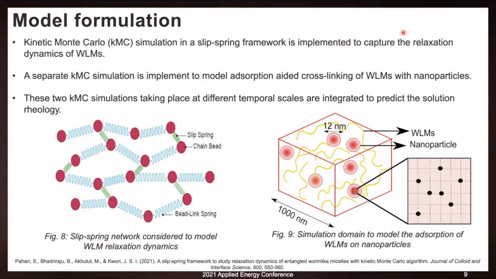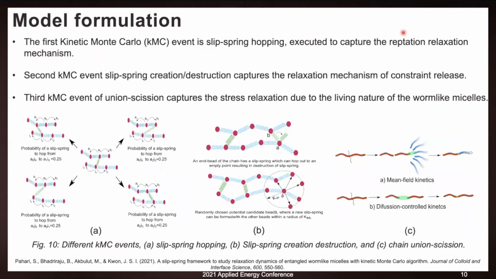To model the relaxation dynamics, specifically, three KMC steps are implemented to capture three crucial mechanisms for stress relaxation of WLMs. The first KMC event is the slip spring hopping event, where one end of the slip spring hops from one bead to the other. This mechanism mimics the primary stress relaxation process where the WLM chain disentangles itself from topological constraints via curvilinear diffusion.